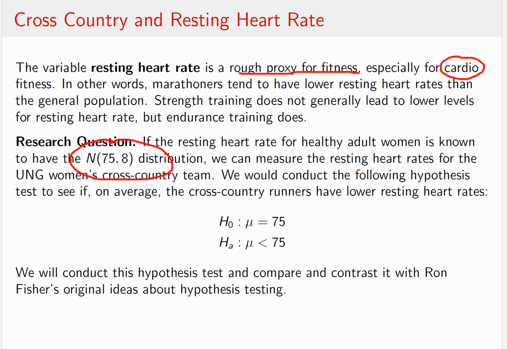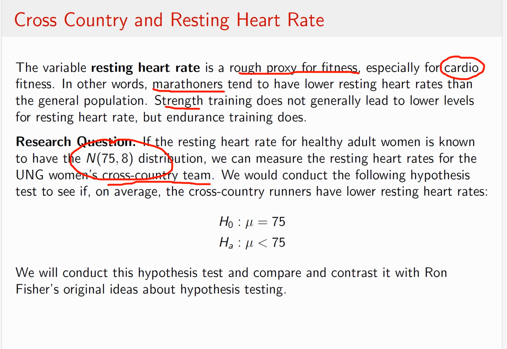But say marathoners, these are endurance athletes, right? And they tend to have lower resting heart rates. Okay? Strength training doesn't have quite the same effect. Again, it tends to be the endurance athletes that have the lower resting heart rates. Well, these females on the UNG women's cross country team, they are endurance athletes. They do a lot of aerobic training, right? And I'm not saying they do no strength training. I'm just saying they do a lot of aerobic training, right?